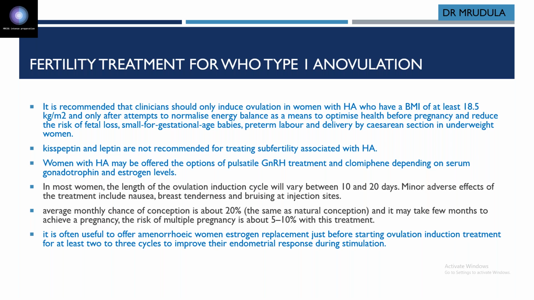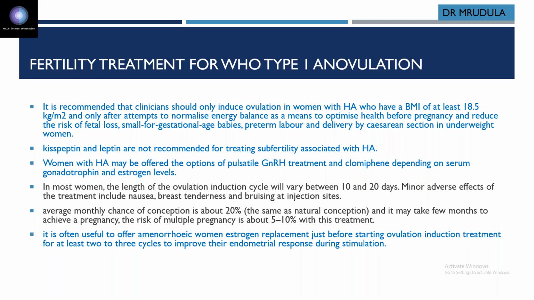So basically ovulation induction is started when the BMI is more than 18. BMI should be at least 18.5. Kisspeptin and leptin are not used for subfertility. So for fertility treatment, kisspeptin and leptin are not used for hypothalamic amenorrhea. Now, hypothalamic amenorrhea is the condition where you will be using pulsatile GnRH treatment. Pulsatile GnRH is used for hypothalamic amenorrhea, and sometimes where the cause is solely a GnRH problem.